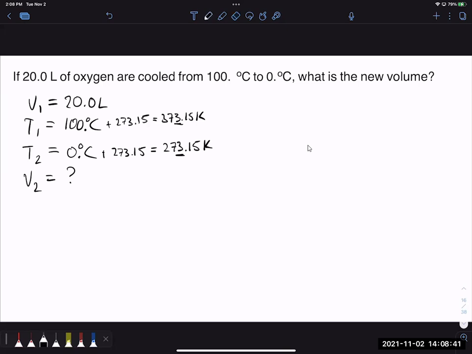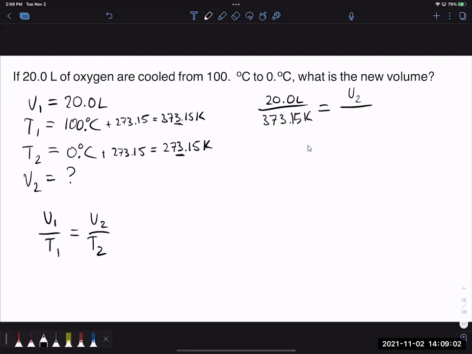So yeah, our equation is V1 over T1 equals V2 over T2. So we just start plugging numbers in. 20.0 liters over 373.15 Kelvin. And then our V2 is our question mark. Don't know what that one's going to be. And then over 273.15 Kelvin. And again, if we had used degree C, we'd be dividing by 0.